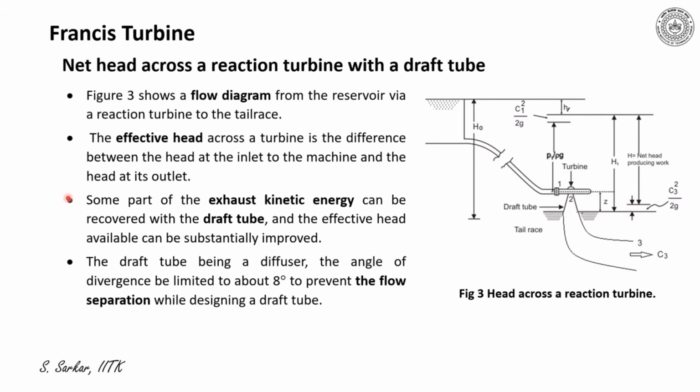Thus, the effective head available can be substantially improved because of the draft tube than without a draft tube. Furthermore, one should note that the draft tube being a diffuser, the angle of divergence must be limited to 8 degrees to prevent flow separation. Thus, while designing a draft tube, the angle of divergence should not cross 8 degrees. Otherwise, its performance may deteriorate because of flow separation.